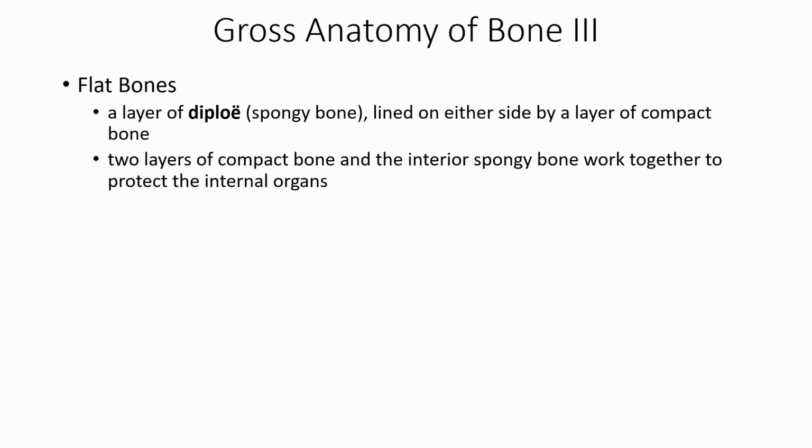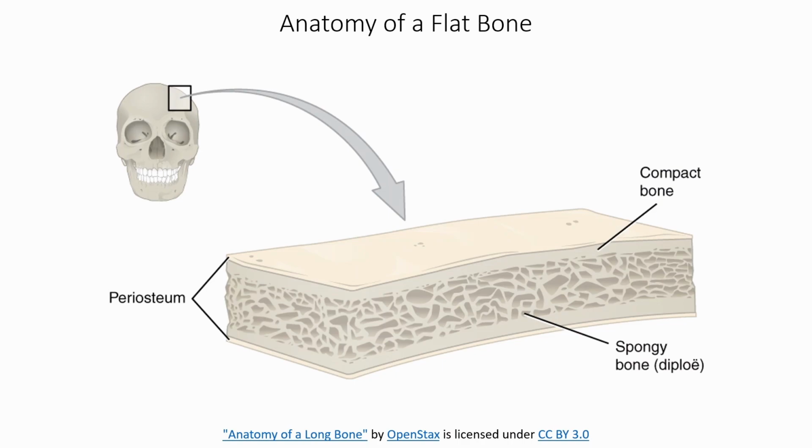All right, moving on to more gross anatomy of the bones. The long bone is just one type of bone. We also have flat bones. These are made of a layer of spongy bone, also called diploe, but I'm just going to call it spongy bone for you guys, sandwiched by a layer of compact bone on each side. So we have a layer of compact bone, spongy bone, and then one more layer of compact bone. If we look at that in the skull here, we see compact bone up top, spongy bone in the middle, compact bone on bottom, with periosteum all the way around, top and bottom.